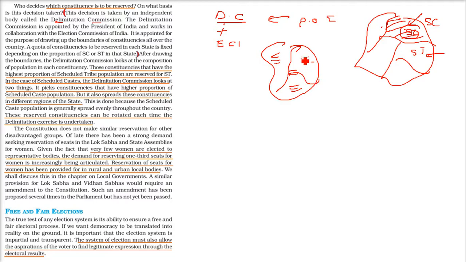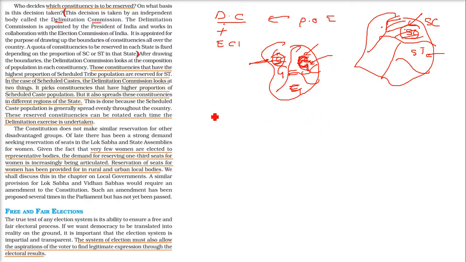For example, this is an SC seat and this is also an SC seat. This is a general seat. So the SC population is highest here and the SC population is more here also. So sometimes this will be the seat reserved for SC. Sometimes this will become general and this will be an SC seat. So there is a transferring at every time. There is a rotation also.